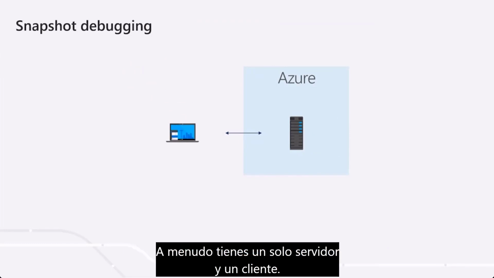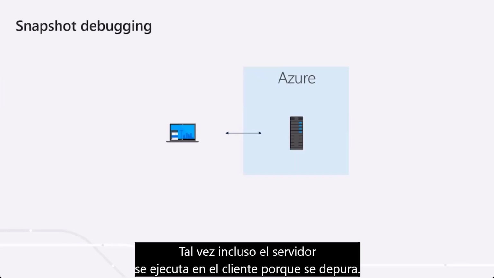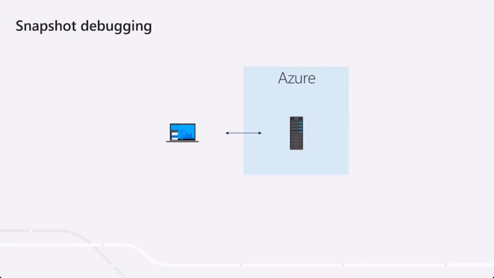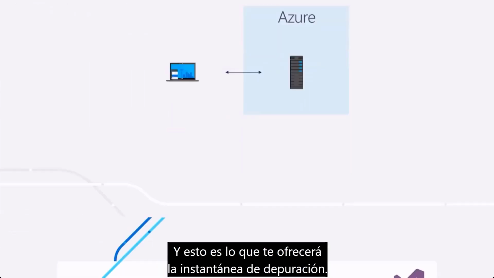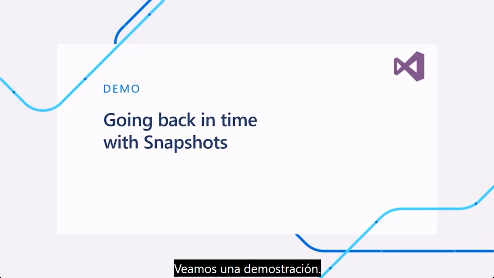You very often have just one server and one client. Maybe even the server is running on the client because it's debug. And of course, that makes debugging very much easier. And this is what the debug snapshot is going to offer you. So let's see a demo.